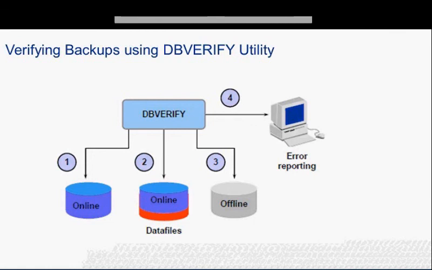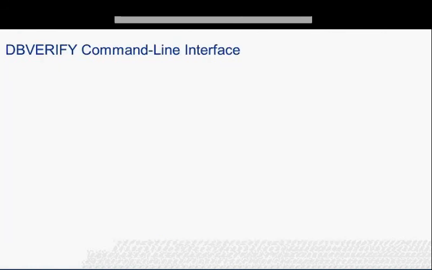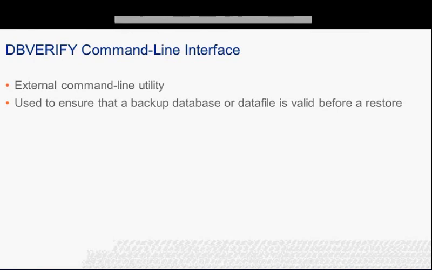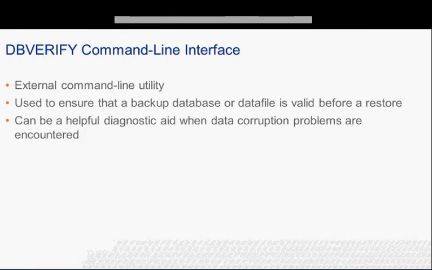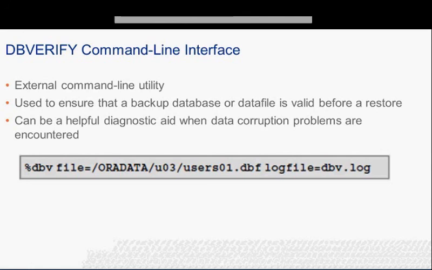Now running DBVERIFY. The name of the executable for the DBVERIFY utility varies across operating systems. It is located in the bin directory under the Oracle home directory in the Unix environment. We invoke the DBVERIFY utility using a command line interface. We use this utility primarily to ensure that a backup database is valid before it is restored, or as a diagnostic aid when we have encountered data corruption problems.